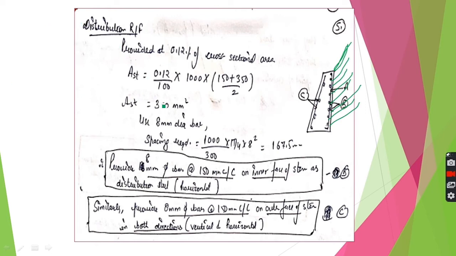So as we know, the stem is varying with height. We take the mean depth, which is 150 at top, 350 at bottom, divided by 2, and calculate the Ast and the spacing required. So we get 8 mm dia bars at 150 mm center to center on the inner face of stem as distribution horizontal steel. Similarly, on the compression side also we get the same amount of reinforcement. You can also change the diameter of bar accordingly as you wish. So now we have got 4 types of reinforcement: vertical bar on inner side, horizontal bar on inner side, vertical and horizontal bars on outer side of the retaining wall stem.